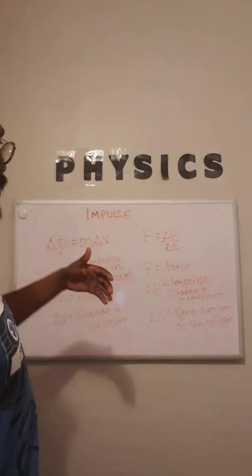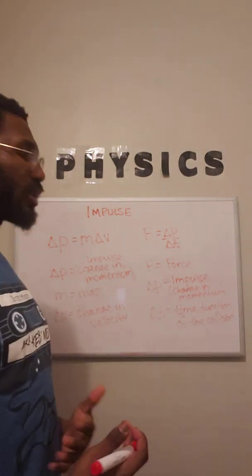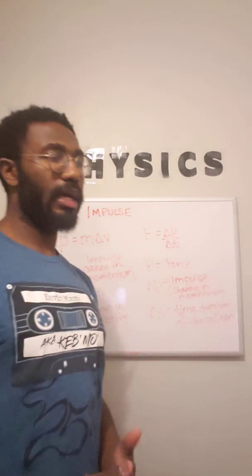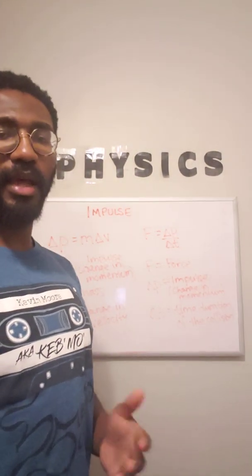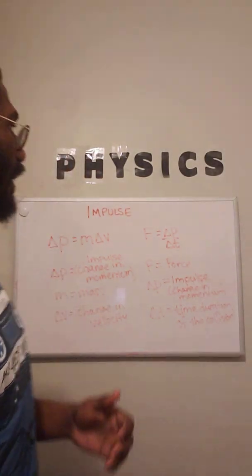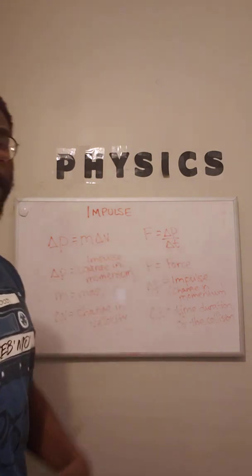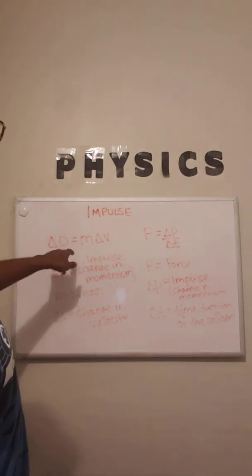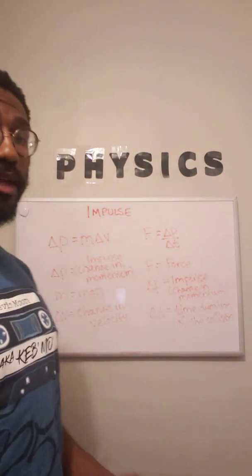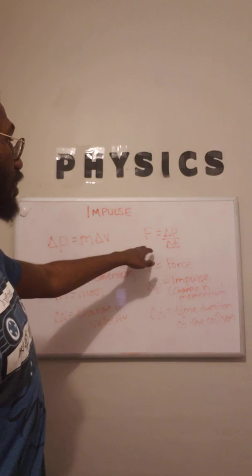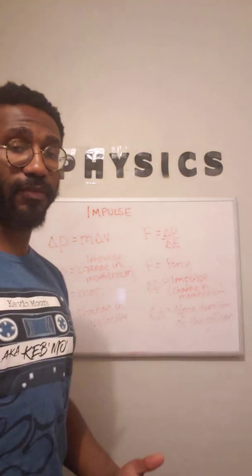So in today's video, I'm going to cover impulse. Impulse is important because it helps us understand how a collision affects an object, how a change in velocity affects an object. We actually end up having two different equations for impulse. The first equation helps us see how a change in velocity affects impulse. The second equation helps us see how impulse affects the force that an object feels.